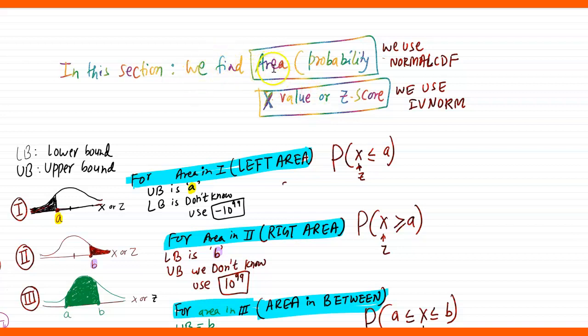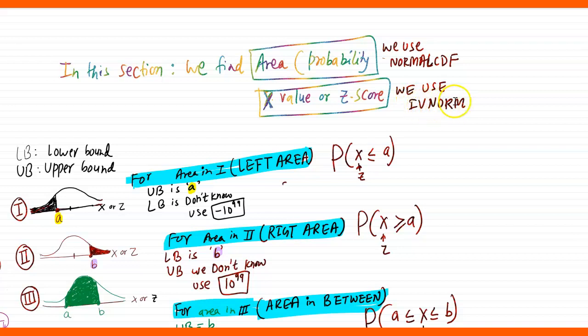One is area. We can also call area a probability. The other thing we will find in this section is the x value or z score. Notice that for area or probability, we use the function normalcdf, but to find the x value or z score, we use invNorm.